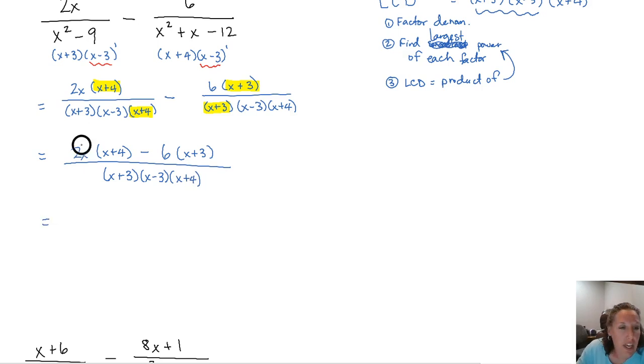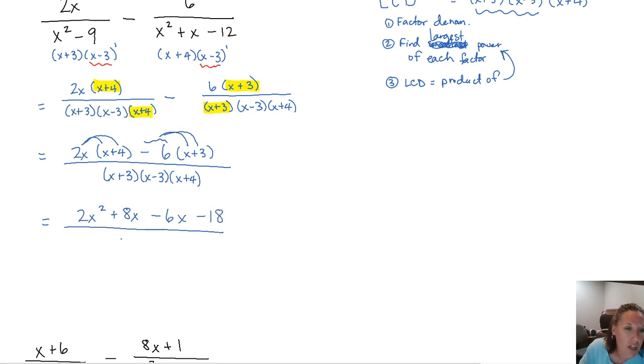Now we just need to simplify that numerator, so let's distribute our 2x. Here we'll go ahead and distribute our negative and our 6 on the second fraction. So 2x times the quantity x plus 4 gives us 2x squared plus 8x. And then if we distribute that negative 6 on the x plus 3, we'll get negative 6x minus 18, all over that common denominator. We want to make sure and write that denominator each time so we don't forget about it.